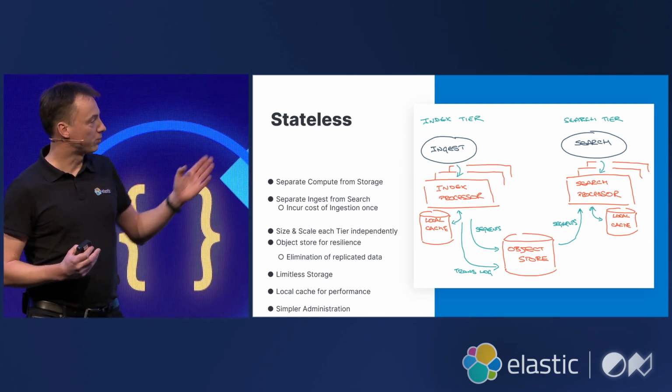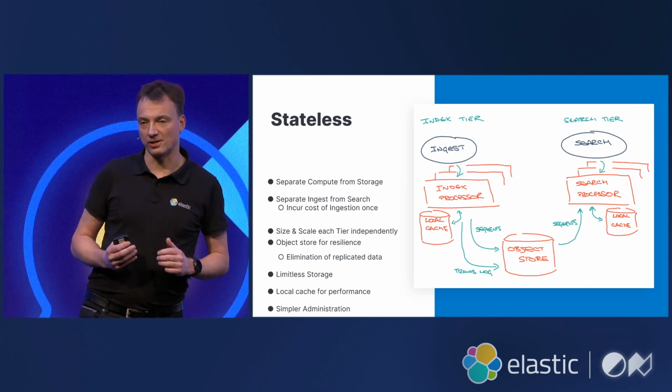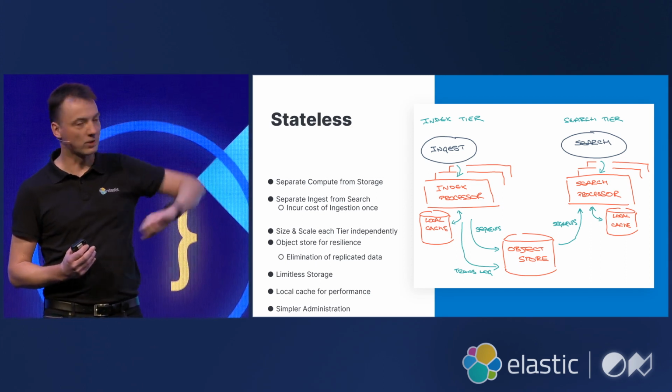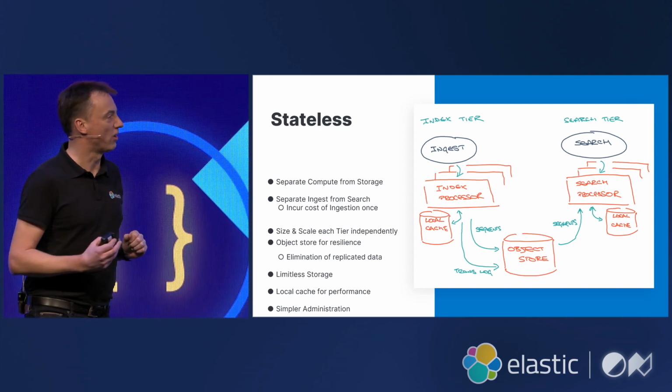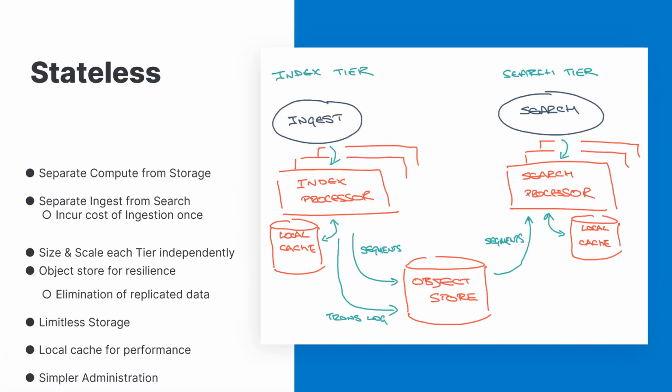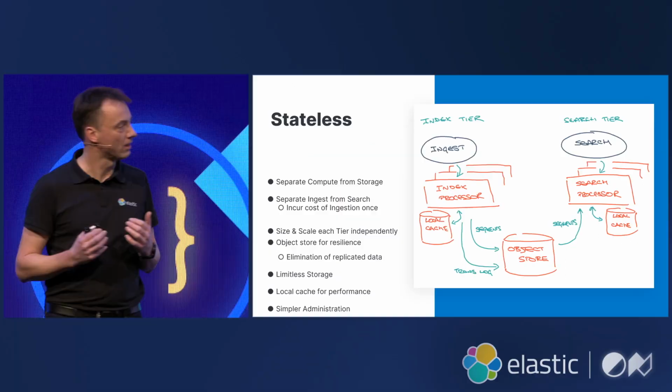Search nodes will pull data from the object store in order to search it. You may have noticed the local cache just below the search node on the right side. So whenever we fetch data from the object store, we will also put it into the local cache. And by caching it, we avoid repeatedly going to the object store to fetch data in order to search it. This ensures that we can still get great search performance out of this architecture. This is actually similar to how we handle the existing frozen tier in the existing architecture today.